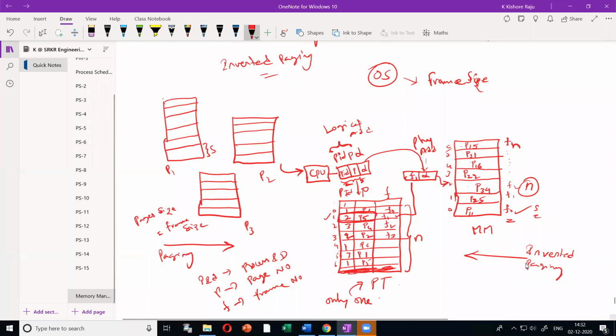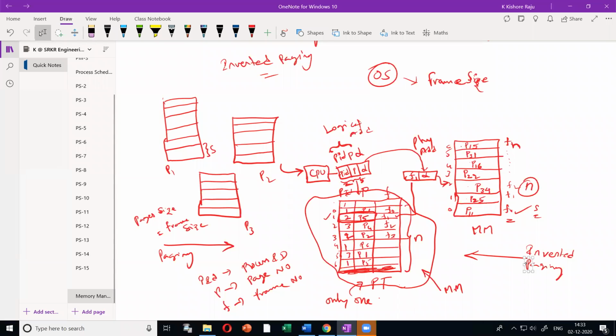Now I will consolidate again. In actual paging, the process is divided into pages with some fixed page size. With the same page size, main memory is divided into frames, and then page tables are generated for each and every process, and they are maintained in the main memory. But in inverted paging, it is the exact opposite.